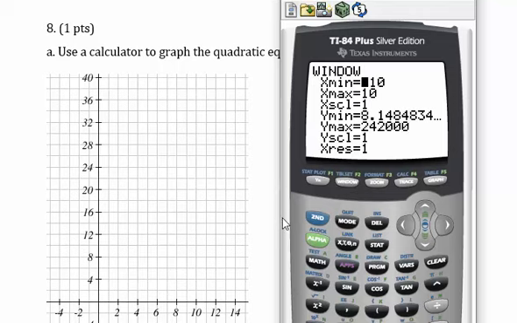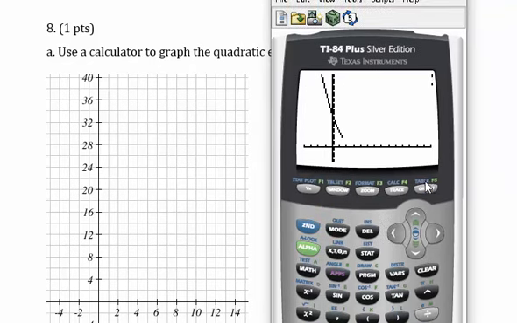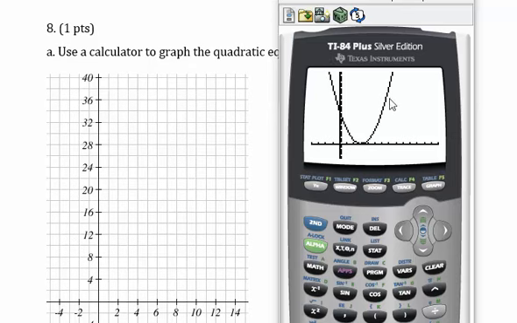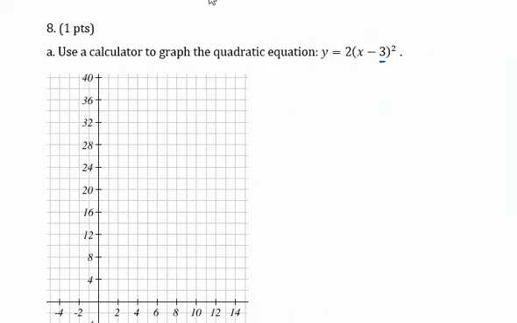And so I'm going to adjust my window to be from -4 to 14 for my x min and x max, and from -8 to 40 for my y min and y max. Okay, and then select graph. Okay, and it's pretty easy to tell where the x-intercept is located. You can just count the tick marks on the x-axis and it looks like it's at 3. But you can also look at the equation and see where that 3 is located in that binomial.